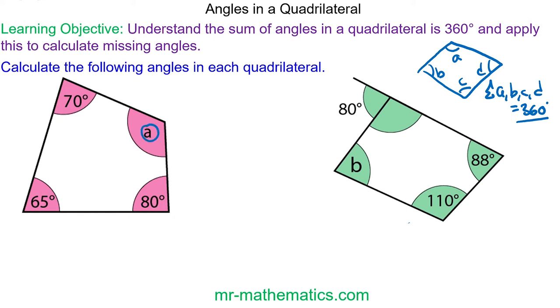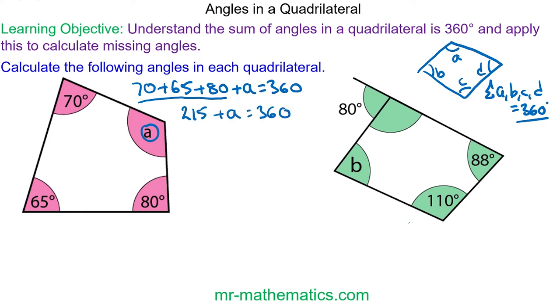Well, we know all four angles add up to make 360. So the 70 plus the 65 plus the 80 degree angle and angle A add up to 360. We can add these three angles together, which is 215, plus angle A equals 360. So angle A will equal 360 minus 215, which is equal to 145 degrees.